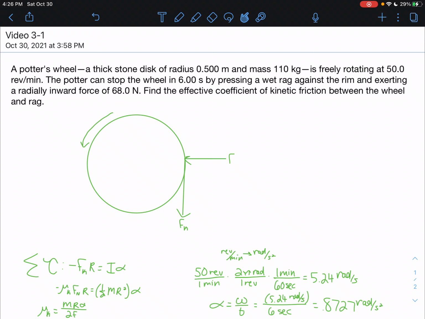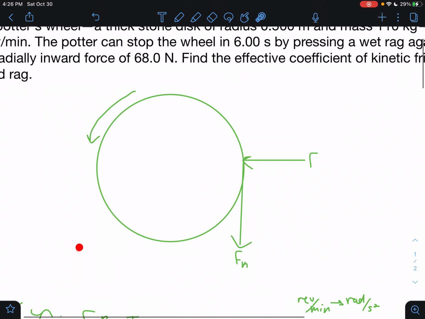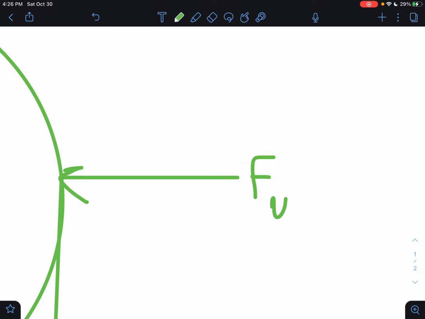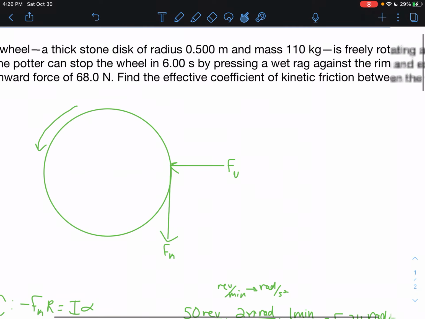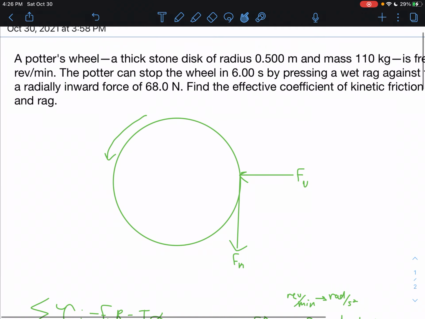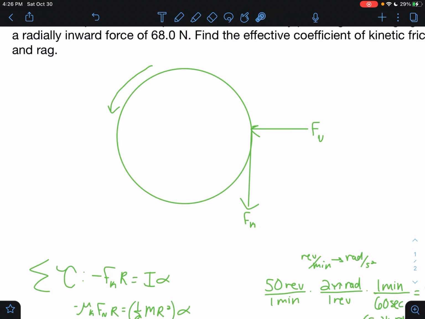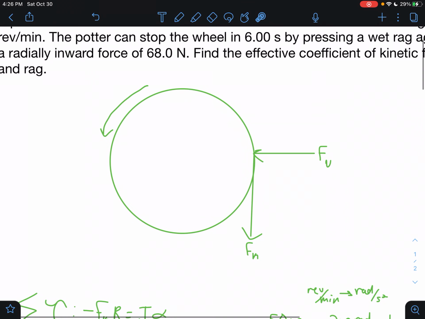So here is our relevant diagram and picture. Let's just say force, and it's the normal force from the 68 newtons. We'll get there later. So we have the wheel rotating counterclockwise, and since it's kinetic friction, it has to act in the opposite direction of the motion. So this is acting clockwise.